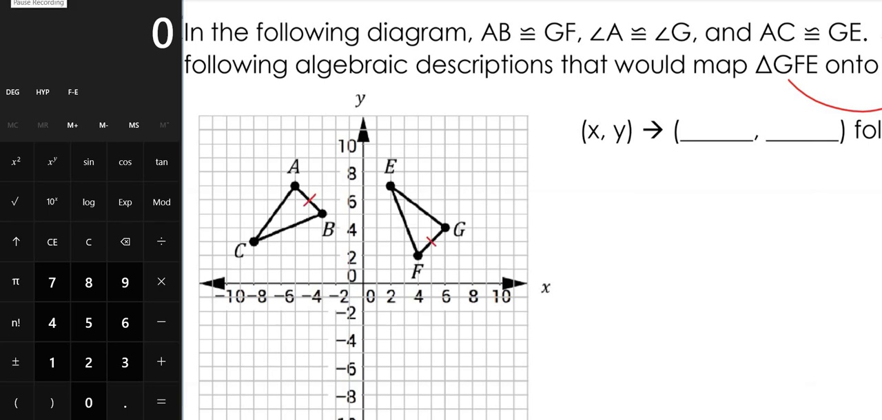Angle A is congruent to angle G. I'm going to put an arc and another arc. And lastly, AC is congruent to GE. 2 ticks and 2 ticks.